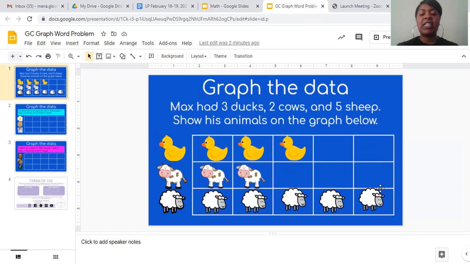All right, so there are a lot of different things that we can do with the information that we have on our graph. You can come up with your own questions. For example, you can say how many ducks and cows are there. You could say how many sheep and ducks are there. You could even ask yourself what would happen if he bought 2 more ducks, or if he bought 1 more cow, and so you can manipulate the graph that way.